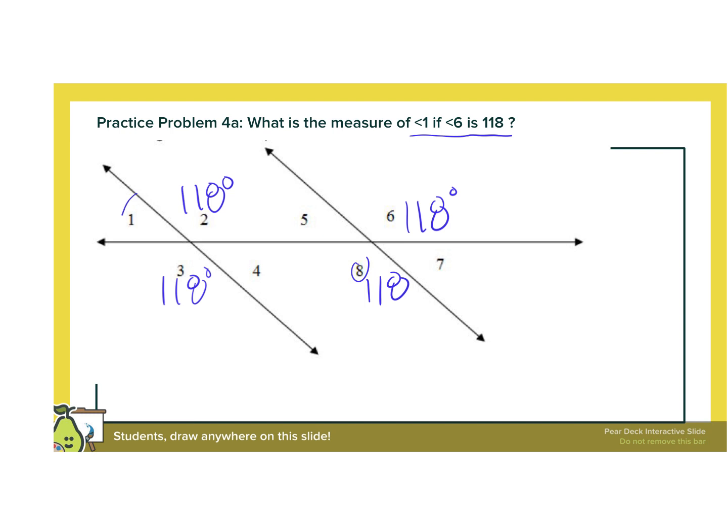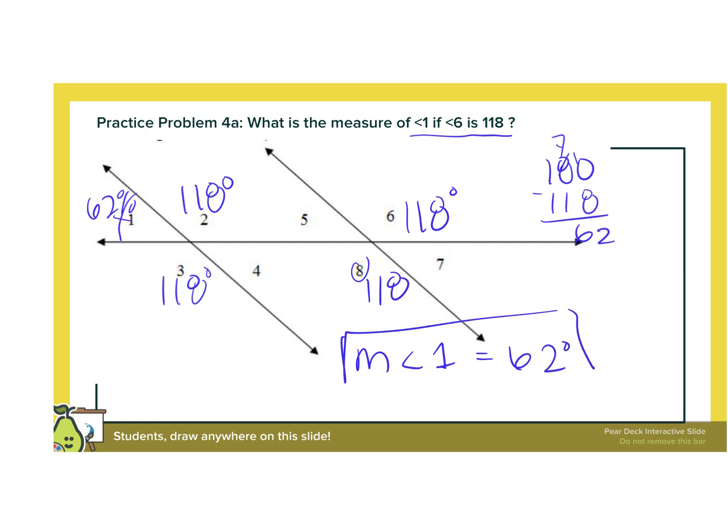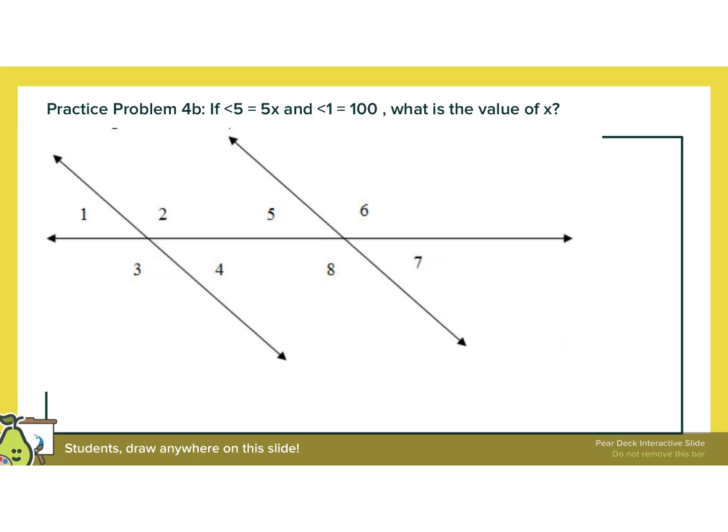That does not include angle 1. So to find angle 1, it's supplementary. So I'm just going to subtract 118 from that, and it is 62 degrees. So the measure of angle 1 is 62 degrees. There is a part B.